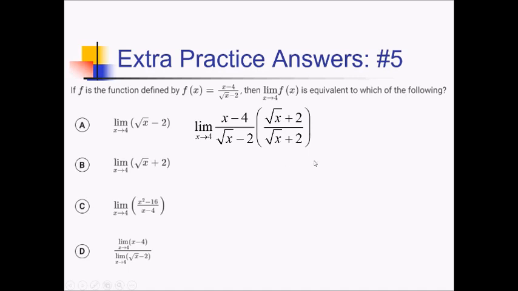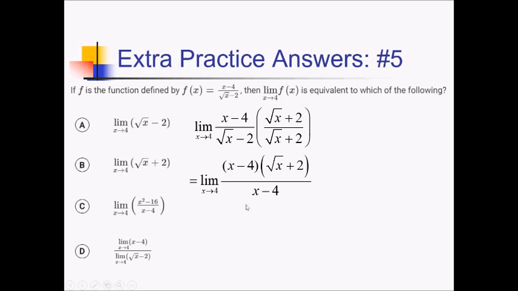In the numerator, nothing special happens. We just end up with parentheses x minus 4, parentheses radical x plus 2. But in the denominator, some mathemagic happens here. You basically have a minus b times a plus b, which is equivalent to a squared minus b squared. So radical x squared is just x. 2 squared is 4, so you basically have x minus 4 when you simplify the denominator. And that's a lot nicer to deal with. It also happens to cancel out with the x minus 4 in the numerator.